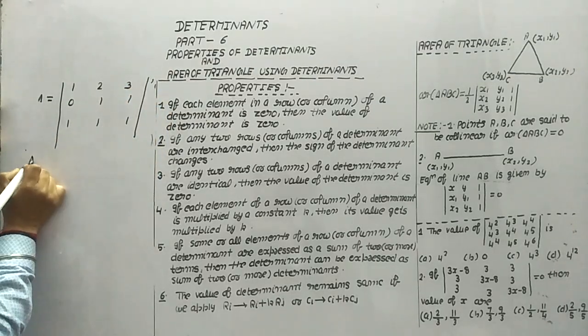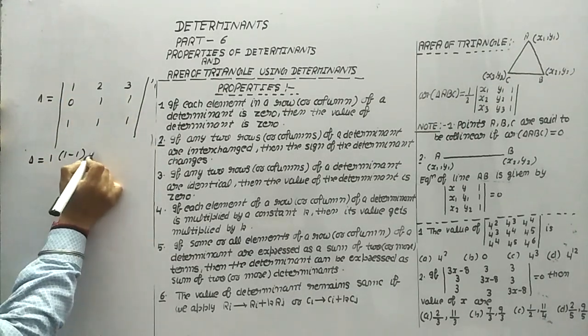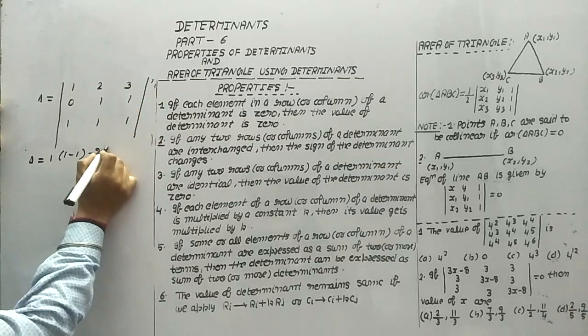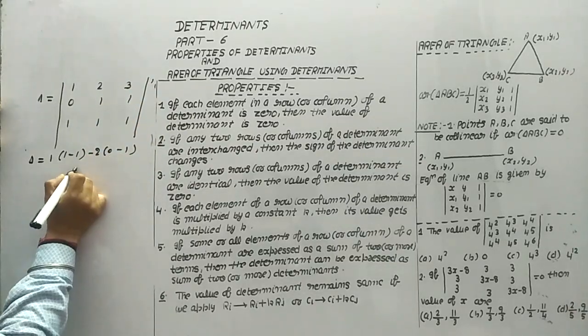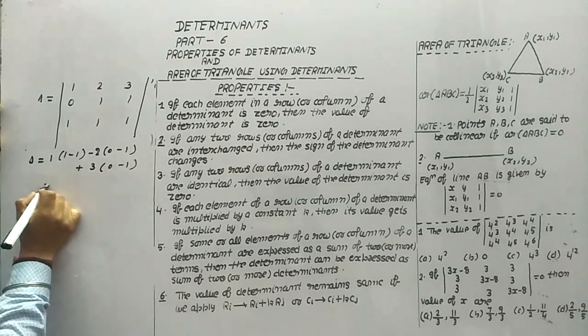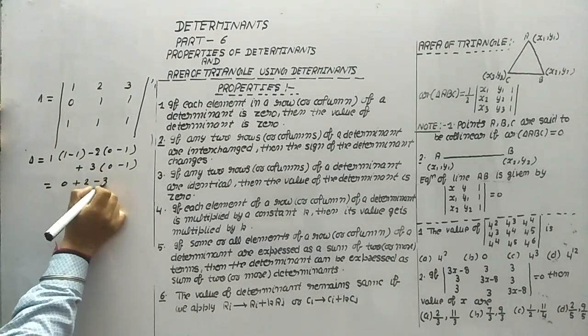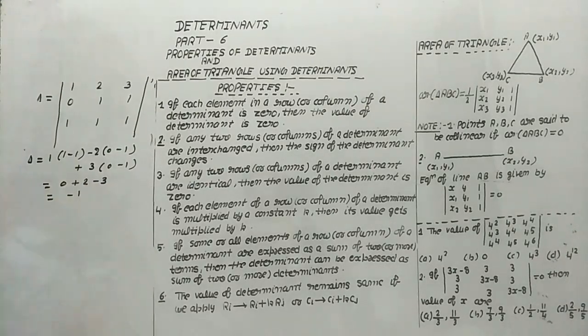Now first of all calculate this thing. Expanding along the first row, 1 into minus 1, minus 2. What is this? 0 minus 1, and plus 3. 3 means 0 minus 1. What is this? 0. What is this? Plus 2. And what is this? Minus 3. Value is minus 1.